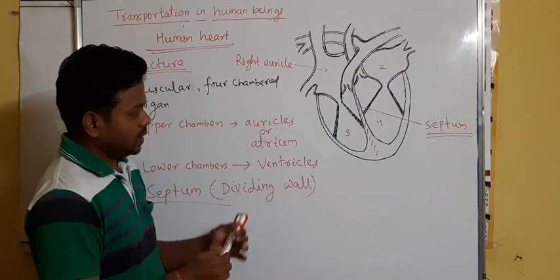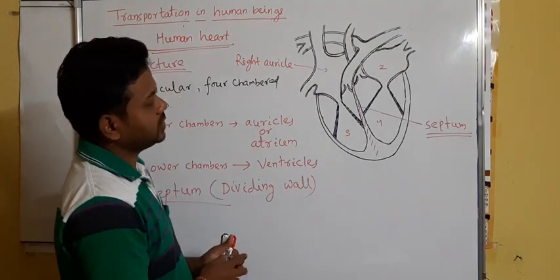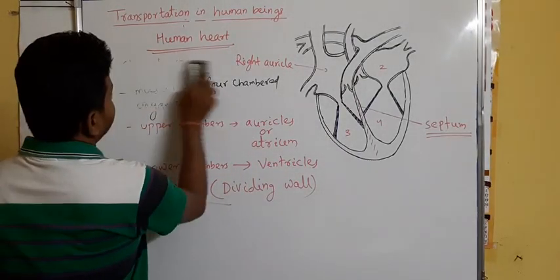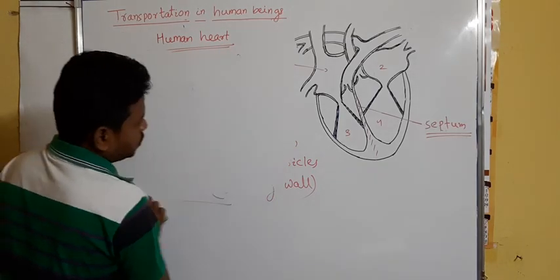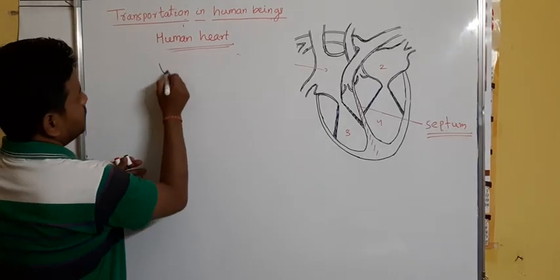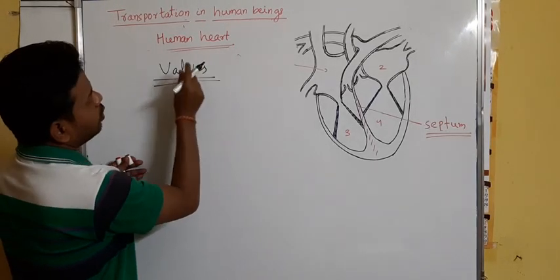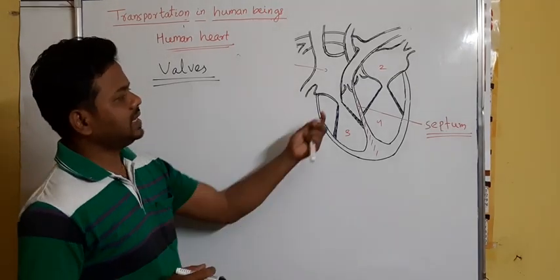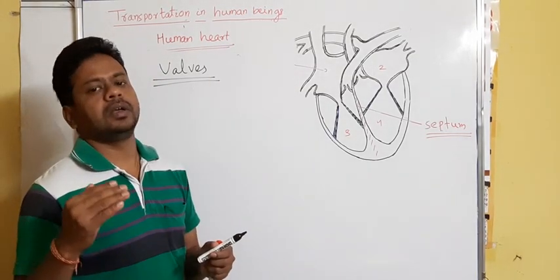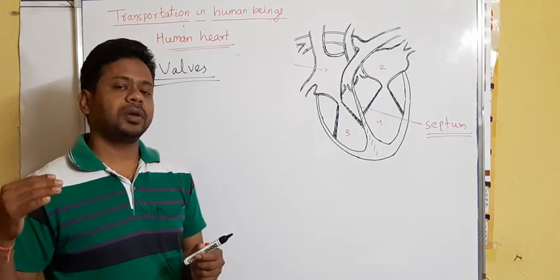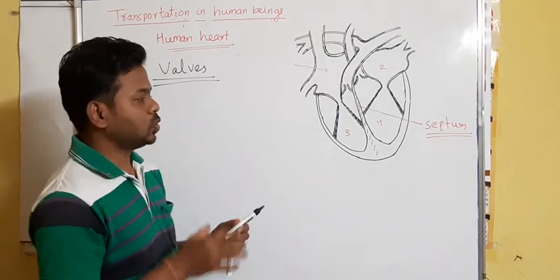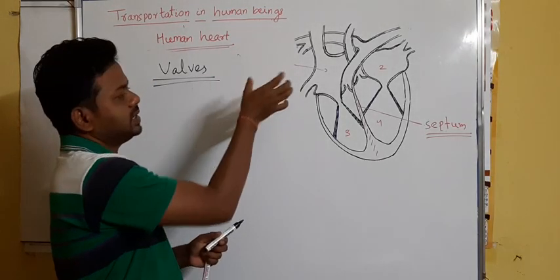Okay, so there is another important structure present inside the heart. That is the valve. So there are three types of valves present inside the heart. What is the role of valves actually? You know, the valves present inside the heart prevent the backward flow of blood. The valves always allow the blood to move forward. They will not allow the blood to flow backward. So to prevent the backward flow of blood, valves are present in the heart.